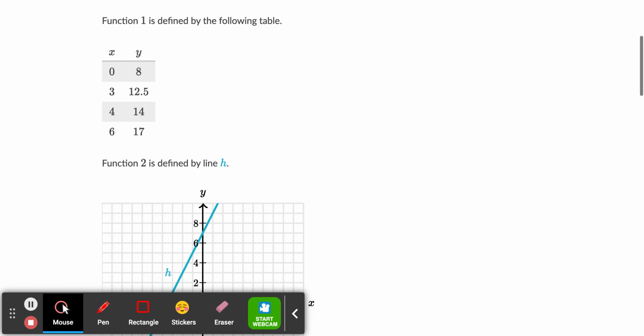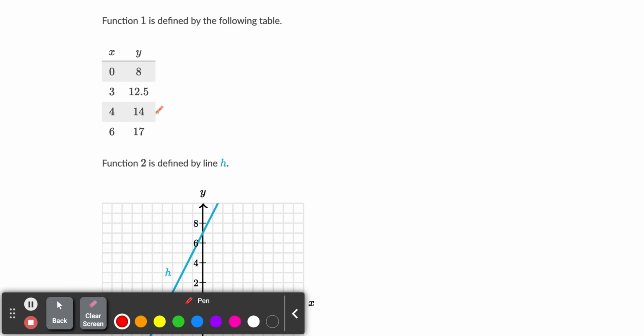Okay, so your definition of slope, change in y over change in x, right? Rate of change. Let's figure out what that is. I'm going to choose these last 2 points just because I don't have any decimals here. So if I go from 14 to 17 in the change in y, that's +3. 4 to 6 is a +2 in the x direction. So change in y is 3. Change in x is 2. I have a slope of 3/2.